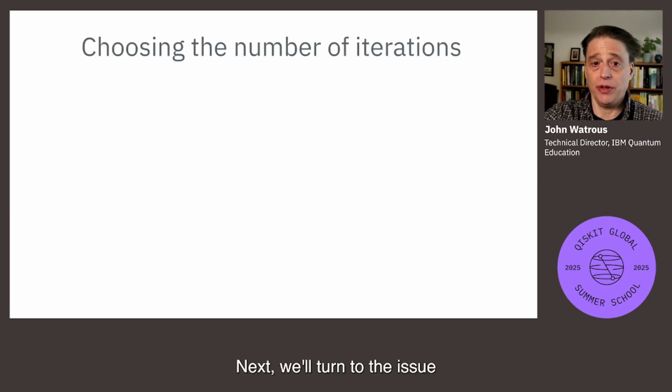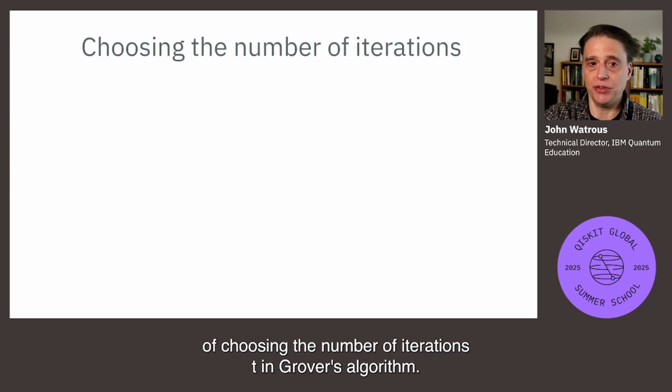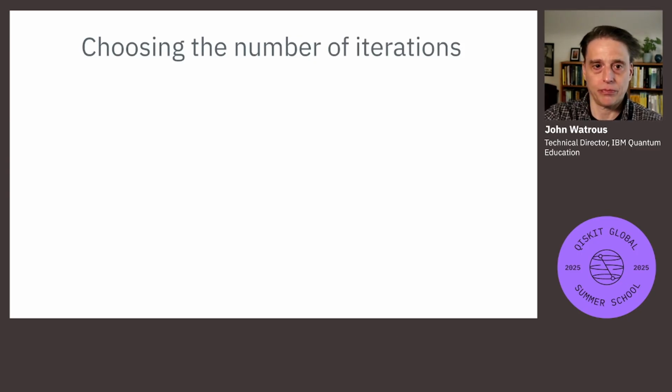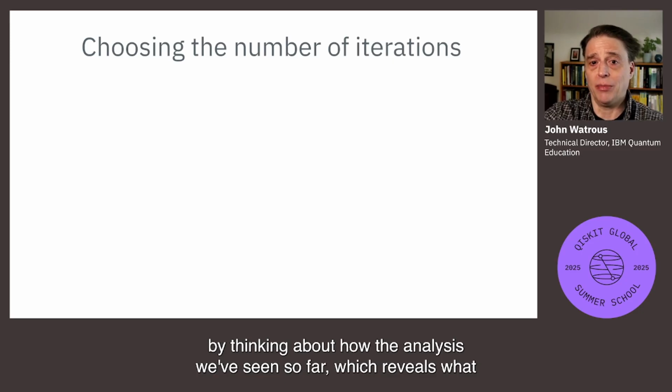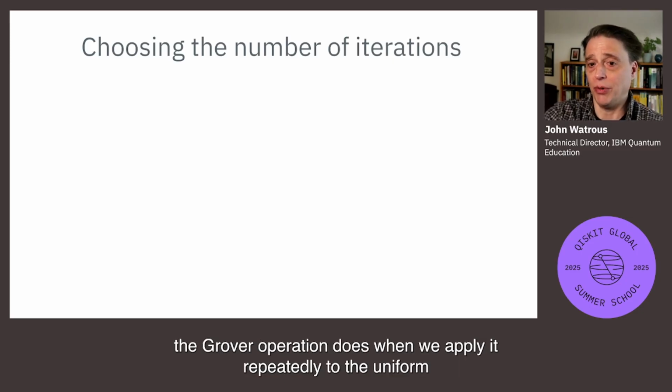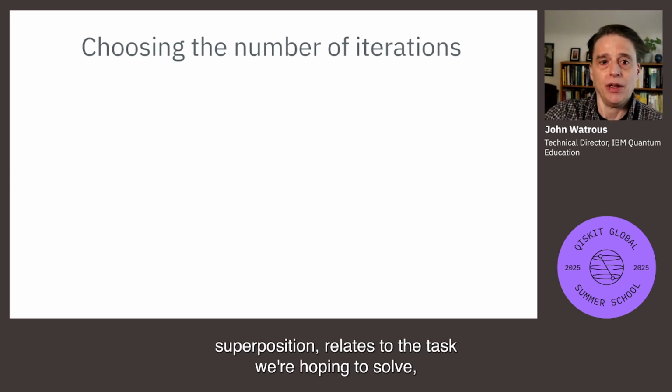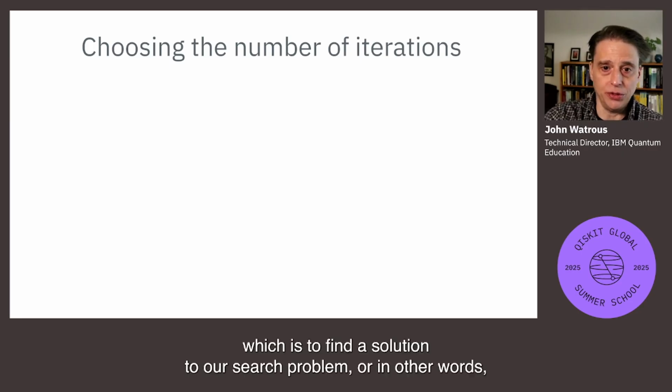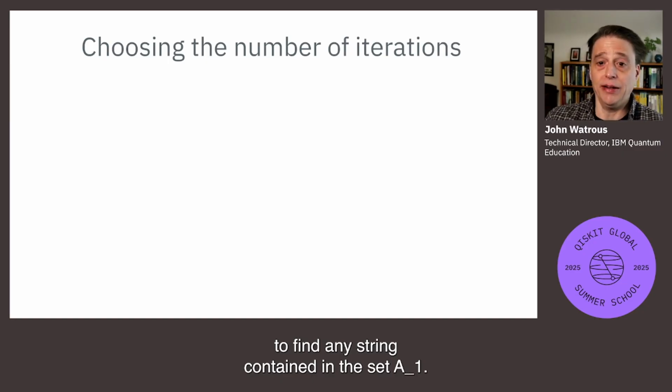Next, we'll turn to the issue of choosing the number of iterations t in Grover's algorithm. Let's start by thinking about how the analysis we've seen so far, which reveals what the Grover operation does when we apply it repeatedly to the uniform superposition, relates to the task we're hoping to solve, which is to find a solution to our search problem, or in other words, to find any string contained in the set A1.